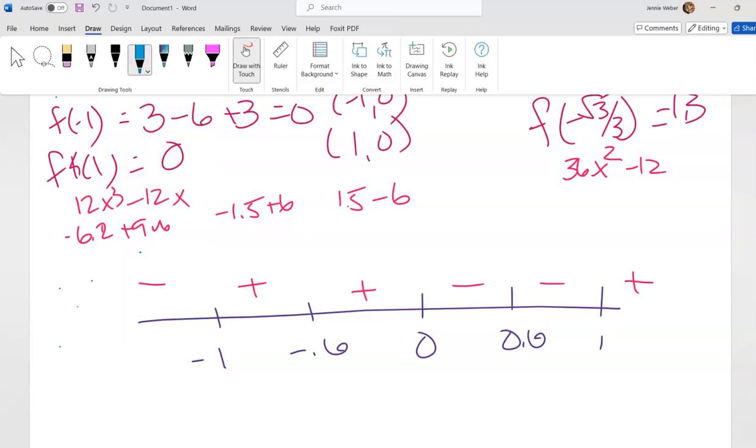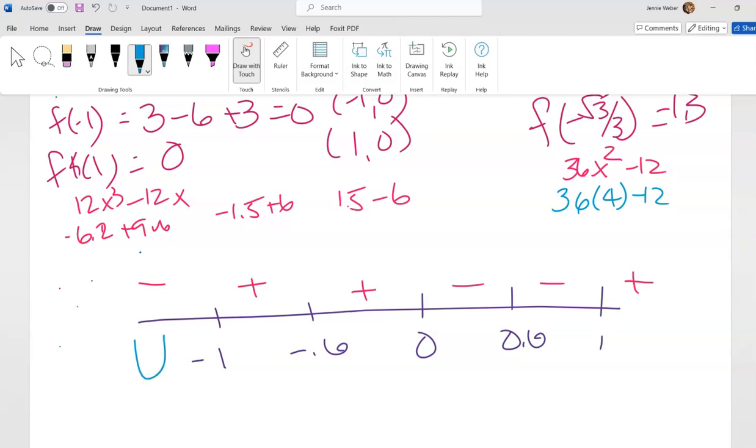Okay, so now I'm going to come down here. I'm going to put in -2. Well, that's going to become a positive, right? So I'm going to get 36 times 4 minus 12. So you can see here, I'm only taking away 12. This is going to be concave up.